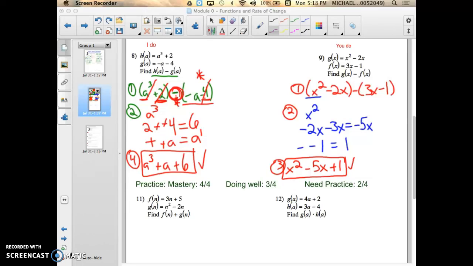First step, I rewrote the problem and I put each function inside of a parenthesis to become a binomial. G of x minus f of x, I get x squared minus 2x, that binomial, subtracting the binomial of 3x minus 1. Alright, then step 2 is I actually start to look for like terms and perform the subtraction operation. And I read it left to right.